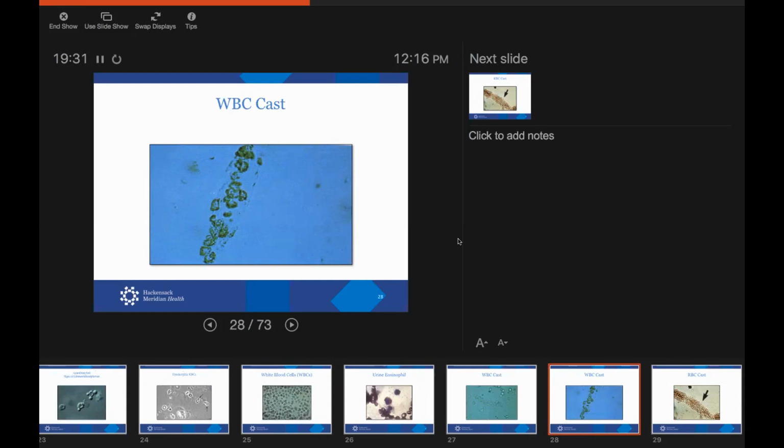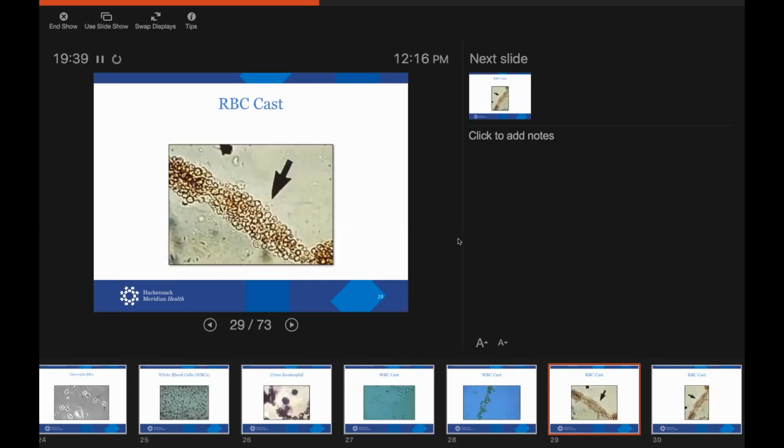Usually you don't see white cell casts with glomerulonephritis. You'll see white cells with certain disease states, AIN, UTI, but you don't usually see white cell casts with glomerulonephritis. You see red cell casts, and that's a red cell cast, right? Those are red cells in a matrix, okay? And that's a sign of glomerulonephritis.